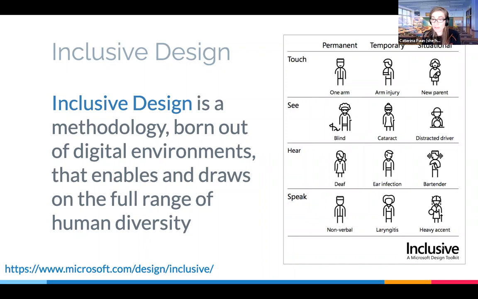Another example of this that you've probably come across are ramps to buildings. Essentially they were built so that people using wheelchairs can access certain buildings, but they're also being used by new parents who have a baby in a stroller.